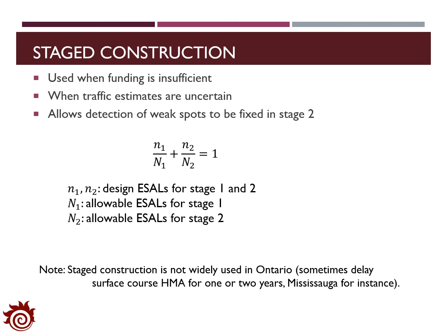Usually, the construction is divided into two stages. In the first stage, we will design the pavement structure based on the current condition, and then we wait for a while to detect the weak spots on the roads and fix them in the second stage. For staged construction, the designed and allowable ESALs for stages 1 and 2 should satisfy the equation as we show on this page. This kind of design is not quite common, so we will not introduce more details in this class.